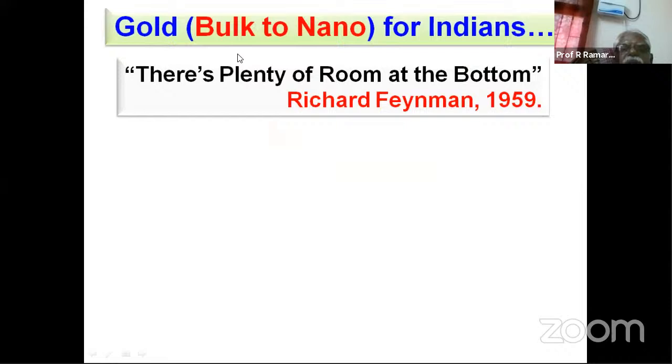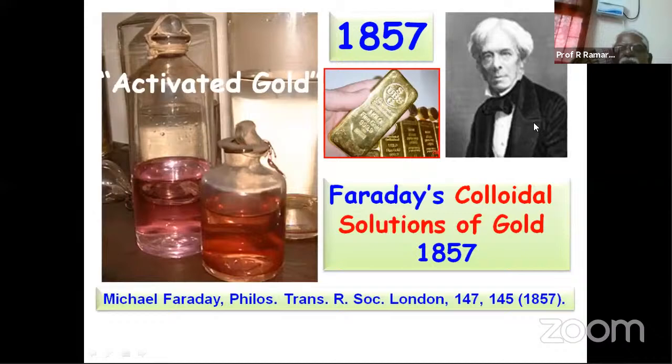When Richard Feynman thought of this kind of thing, it was much more than 130 years ago, about 180 years ago. So when Faraday thought of it, even Richard Feynman was not there at that time. Feynman gave a lecture in 1959, but almost 100 years earlier, Faraday thought of it experimentally.